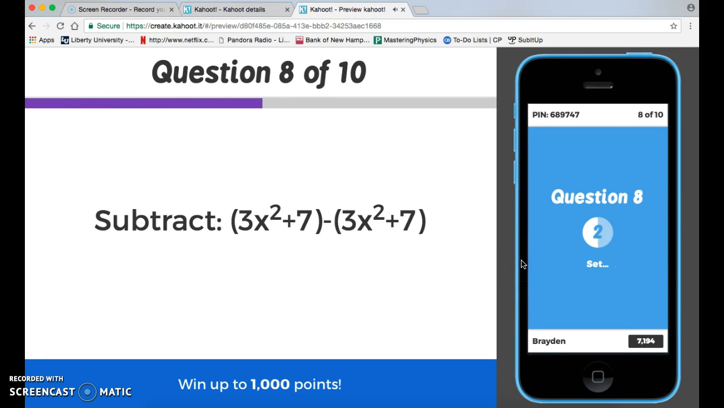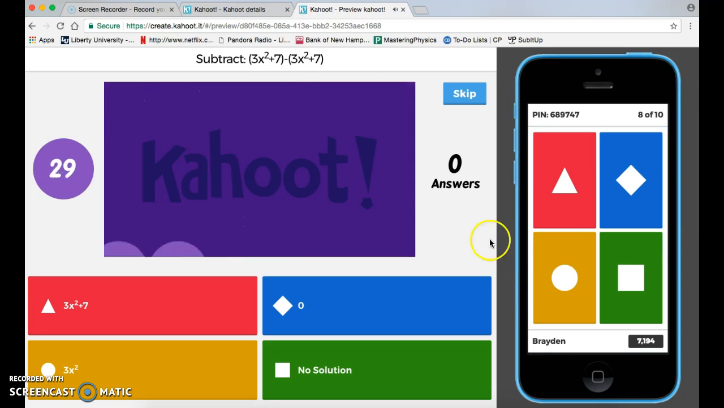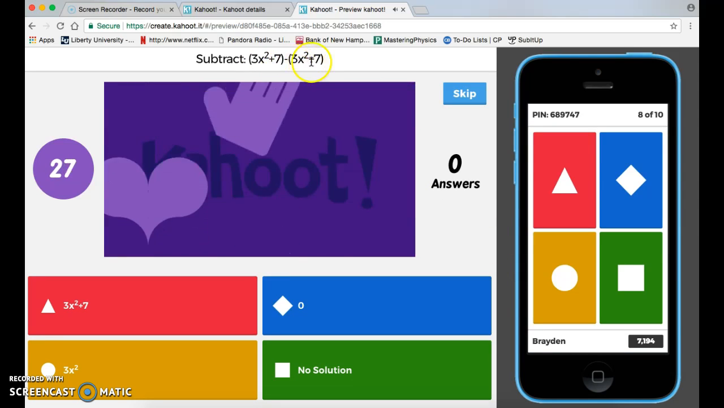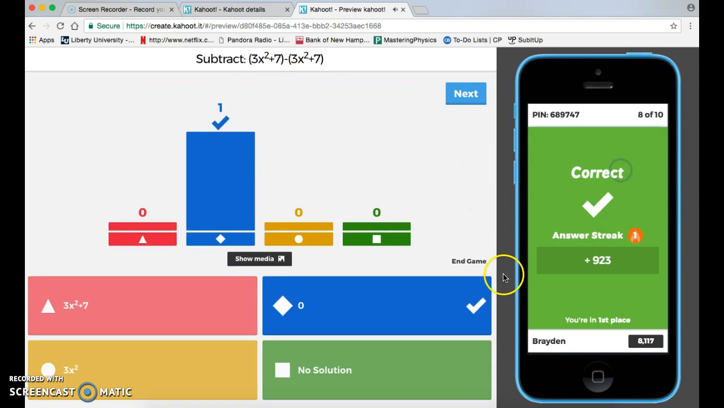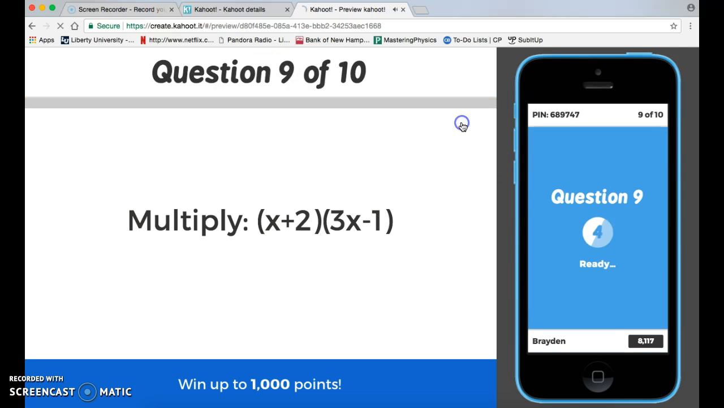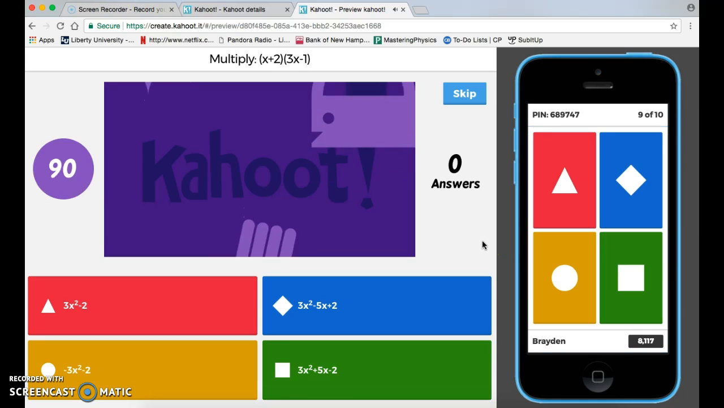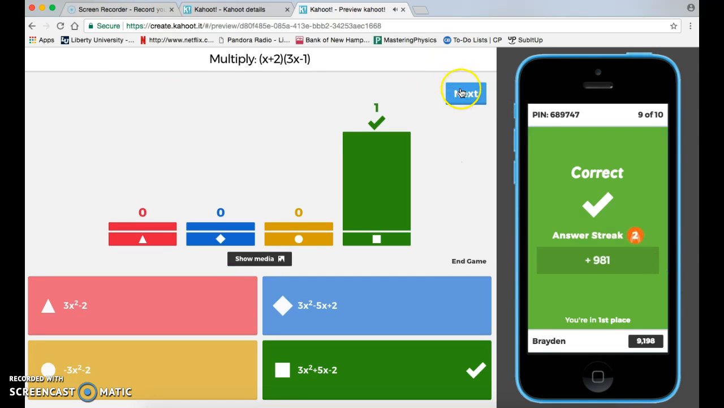And this question is another subtraction question, but this one is just to see if they're paying attention to the different variables and that they're subtracting to get an answer of 0. This next question is multiplying two polynomials using the FOIL method, which they have gone over in class.